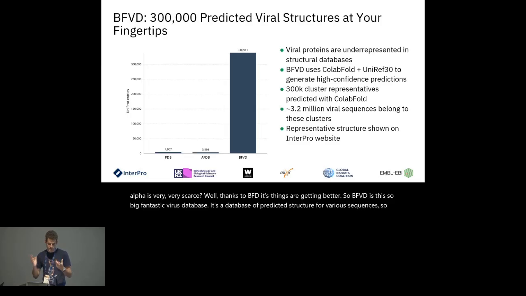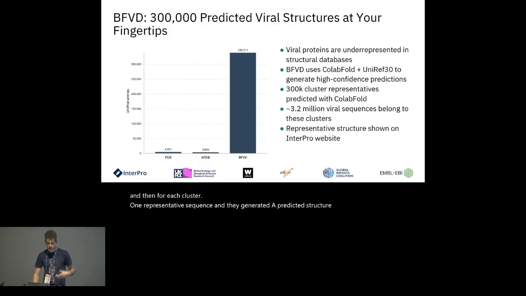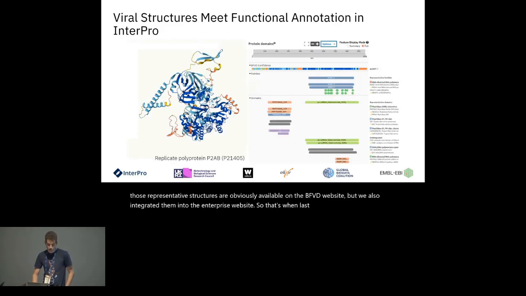They took about 3 million sequences from UniProt and clustered them using sequence similarity. Then for each cluster, they selected one representative sequence and predicted a structure using ColabFold. Those representative structures are available on the BFVD website, but we also integrated them into the InterPro website. So that's one last example. You can see the predicted structure from BFVD.